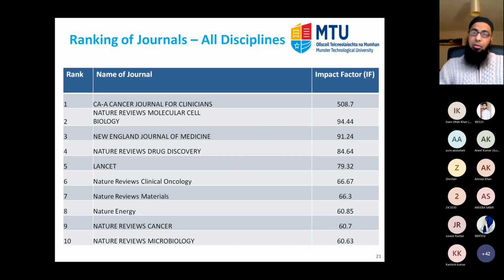The third top ranked journal around the globe is the New England Journal of Medicine. The fourth is Nature Reviews Drug Discovery. The fifth one is The Lancet, and so on and so forth. So this is the whole ranking of journals in all disciplines. But it is good to look at the ranking of journals of a particular discipline, because you cannot compare a scientific journal which is publishing biological research to a journal of medicine or physiology or physics. So we need to look at discipline-wise ranking of the journals.